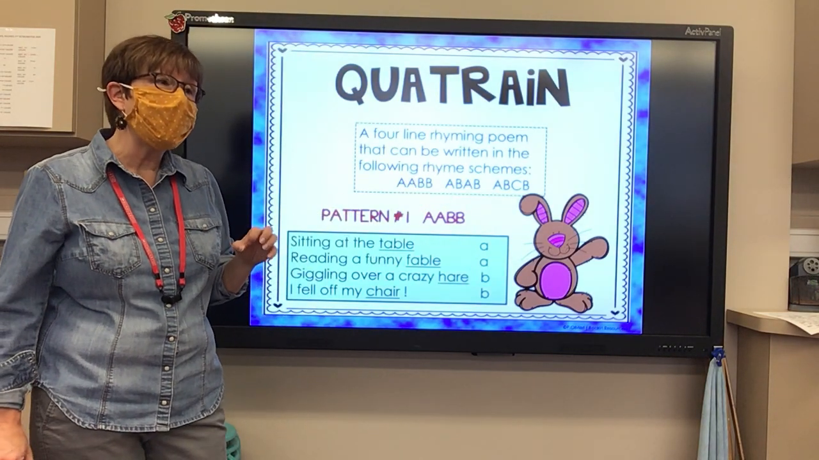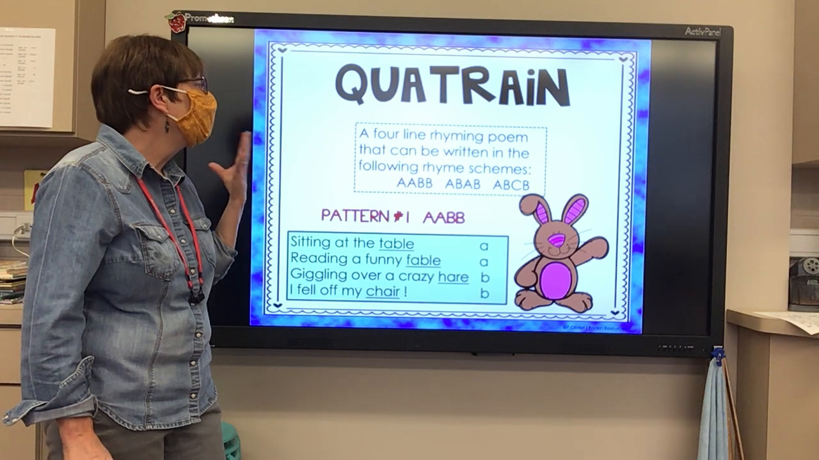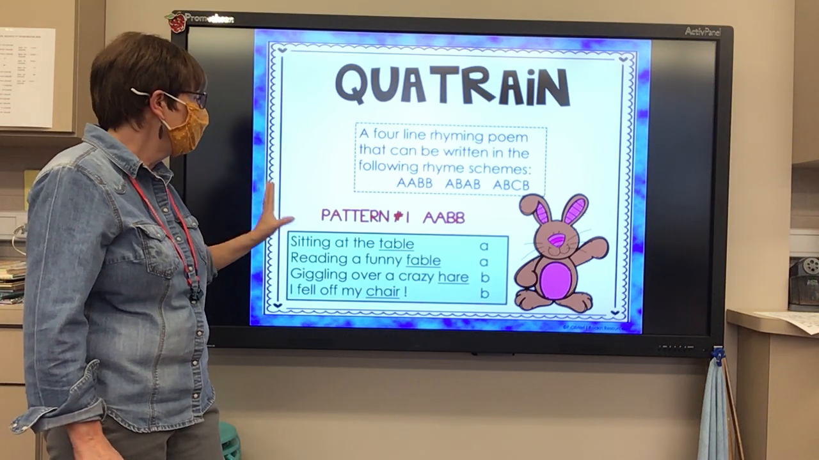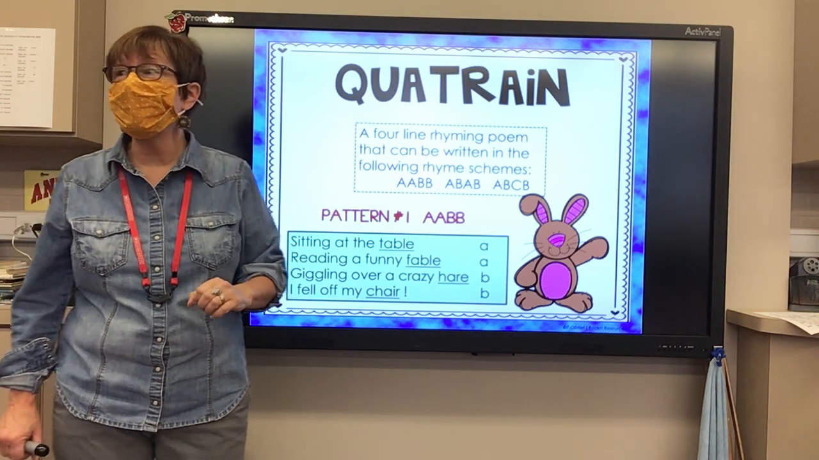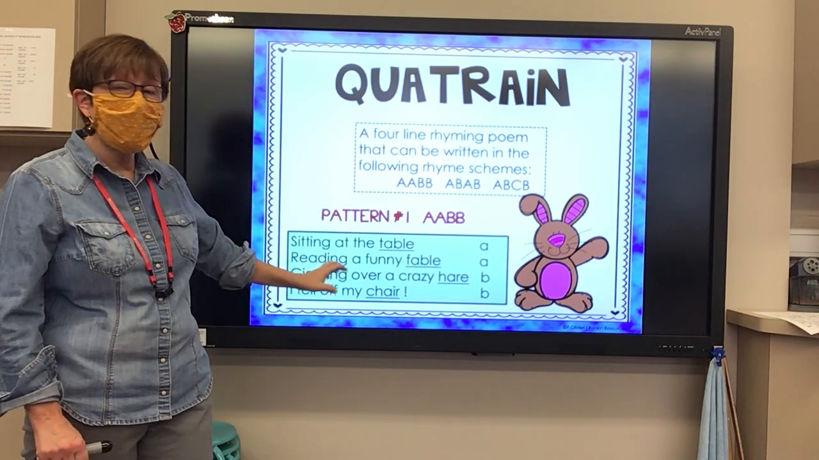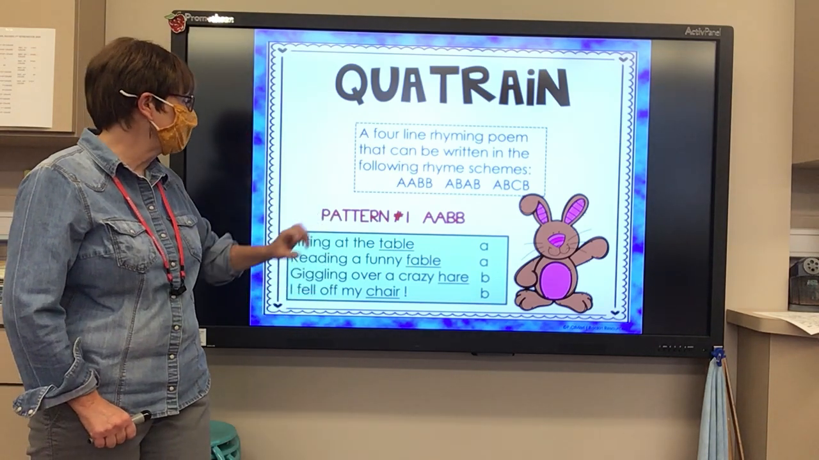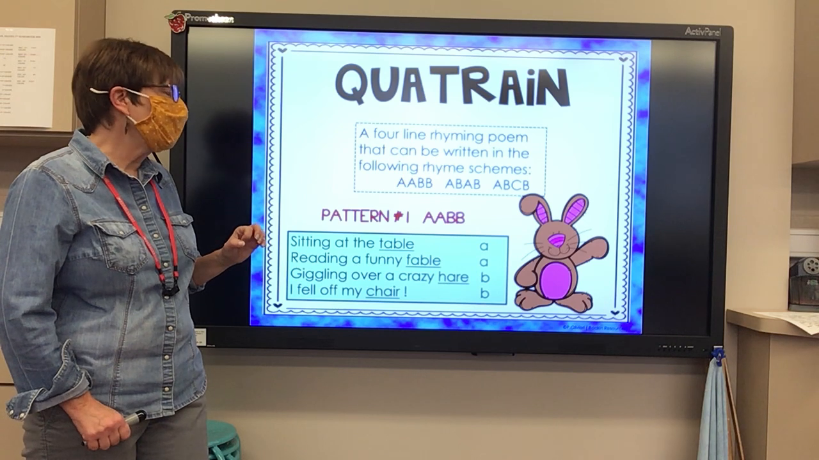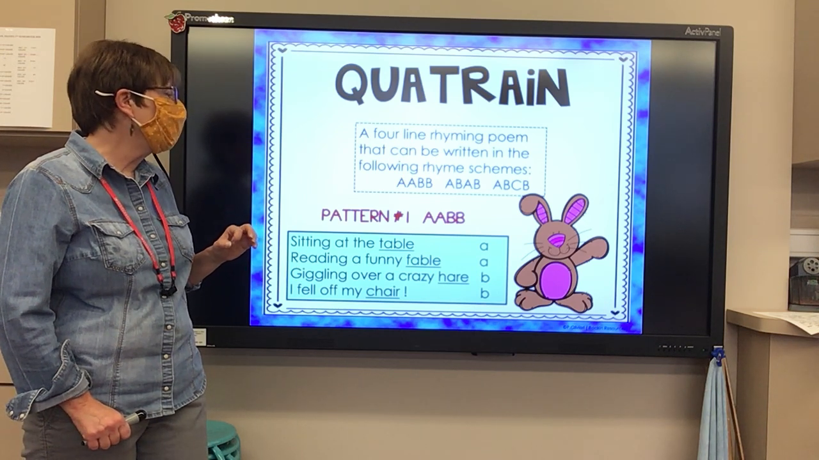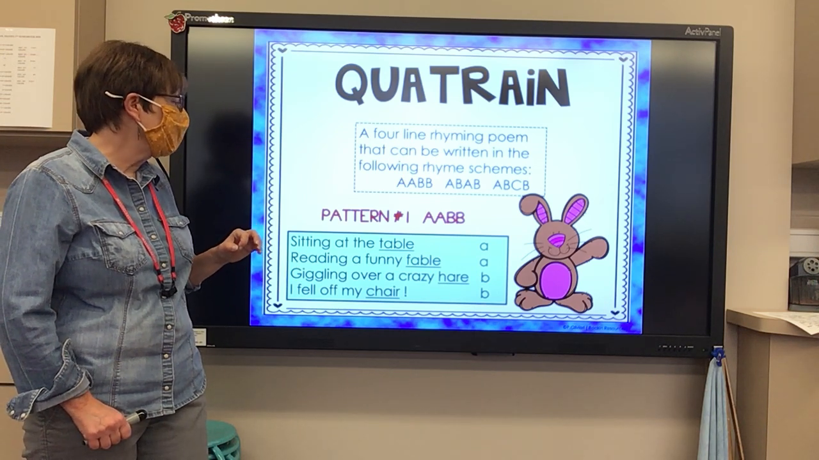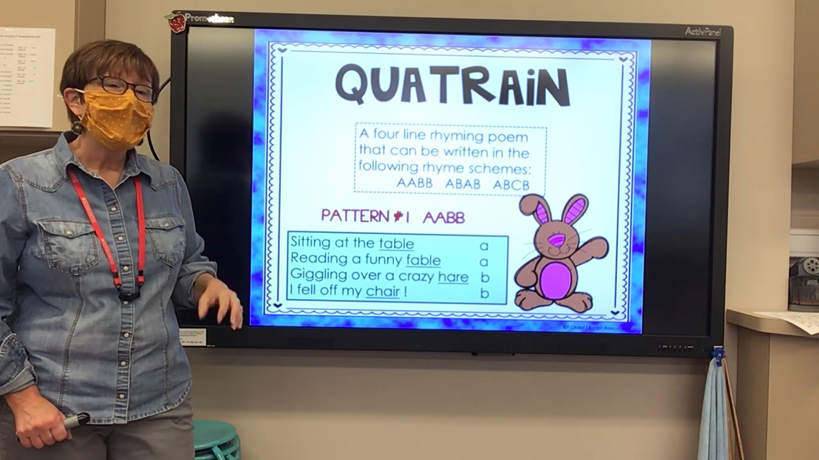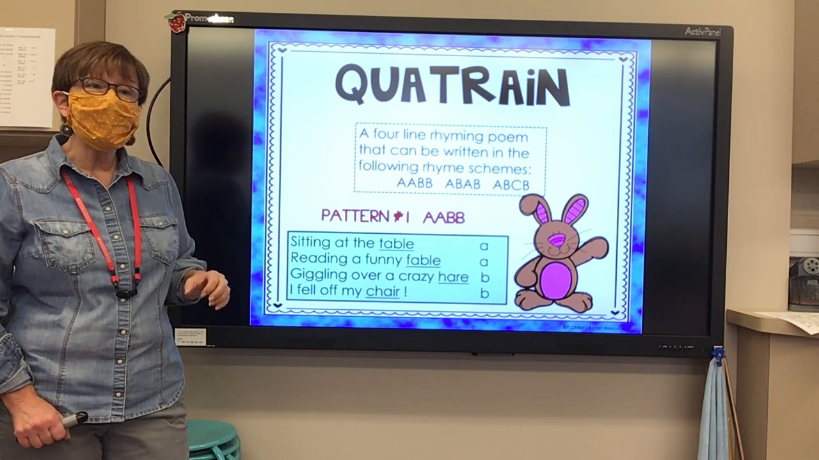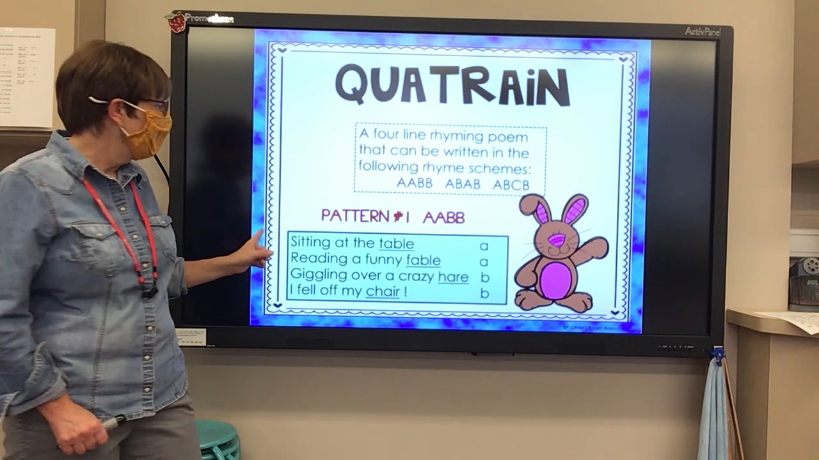It has an A-A-B-B rhyme scheme. And here is an example of that rhyme scheme. Here's the poem. It says, sitting at the table, reading a funny fable, giggling over a crazy hare, I fell off my chair.